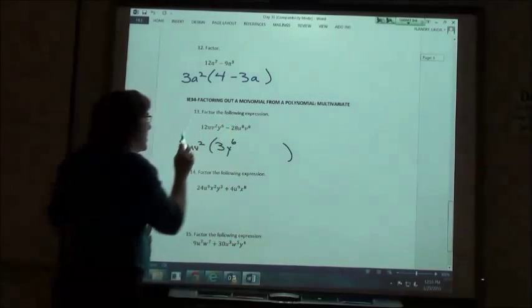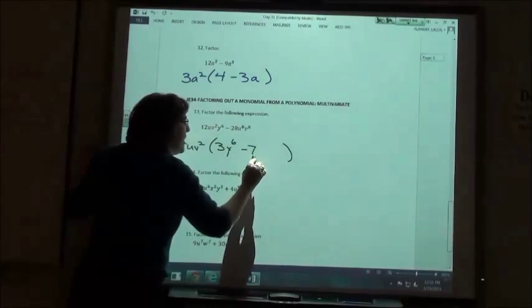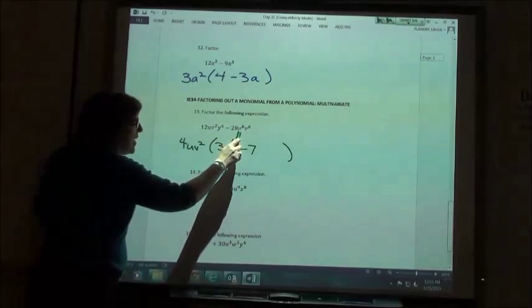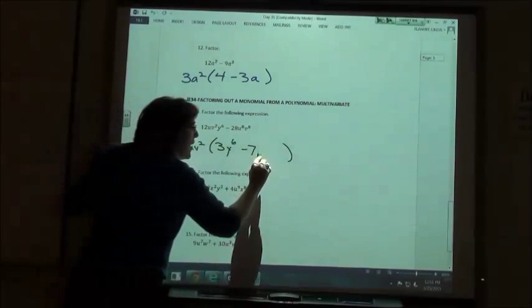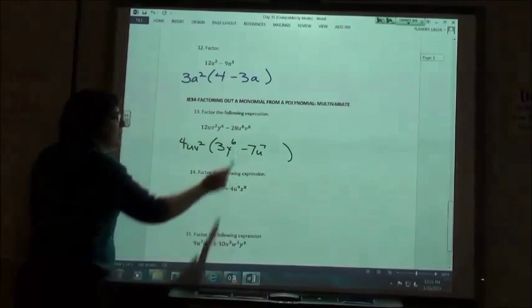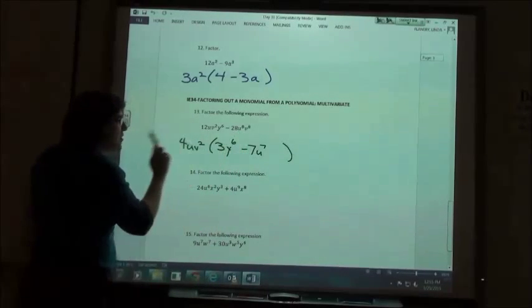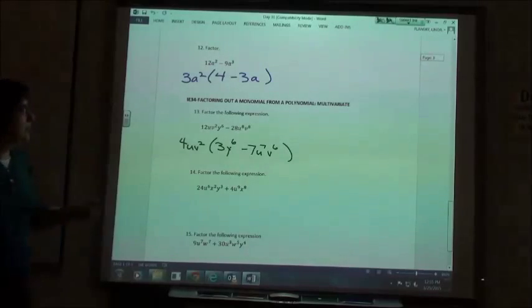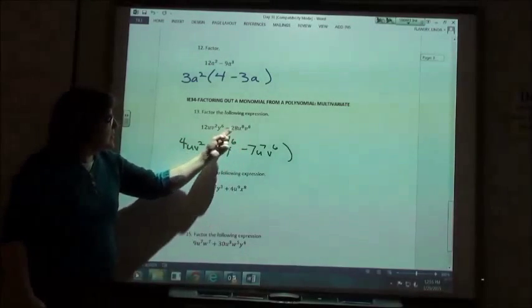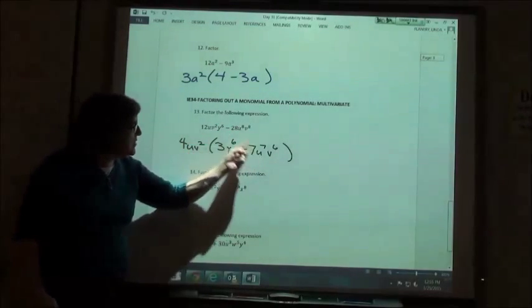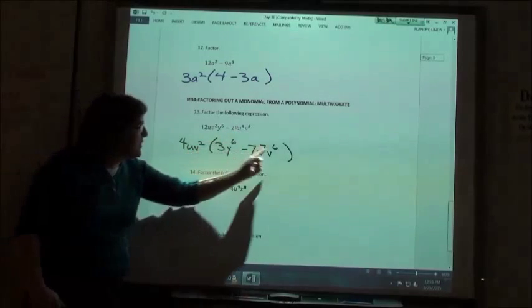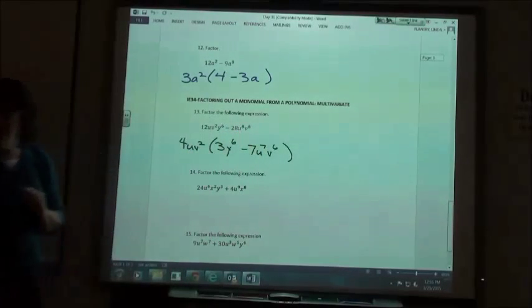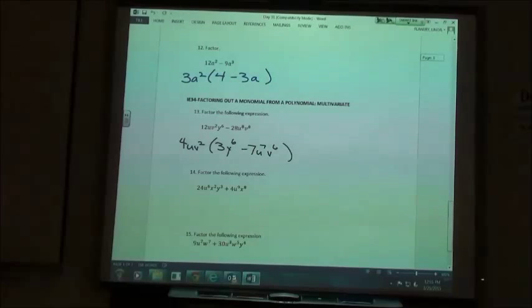And then negative 28 divided by 4 would be negative 7. U to the eighth, I took out one of my u's, so that'd leave me a u to the seventh. V to the eighth, I took out a v squared, so that'd leave me a v to the sixth. 4 times negative 7 is negative 28. U times u to the seventh is u to the eighth, and v squared times v to the sixth is v to the eighth. Oh boy. So I subtract my exponents.